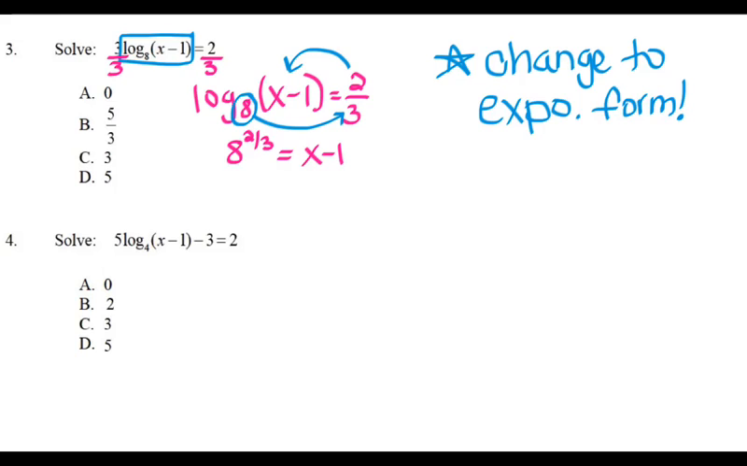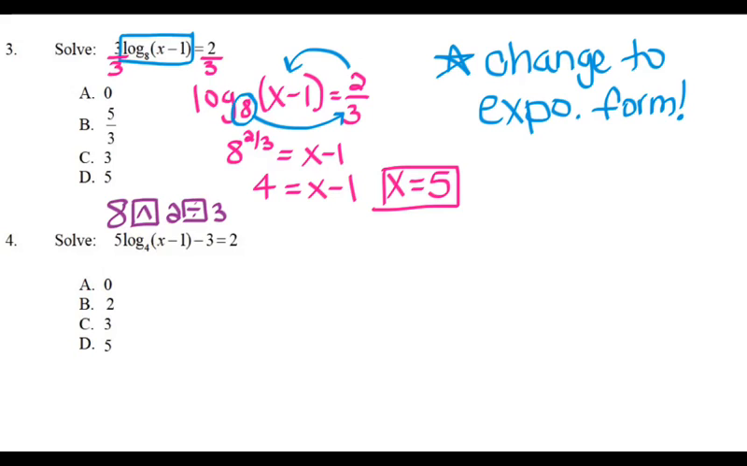8 to the 2/3, I can plug that into the calculator. I'm going to type in 8. You have that little caret key, that's going to create your exponents. So 8, little caret key, 2/3 is the same thing as 2 divided by 3. And then hit enter, and that's going to give you 4. So you get 4 equals x minus 1. So you get x equals 5. So your answer is D.